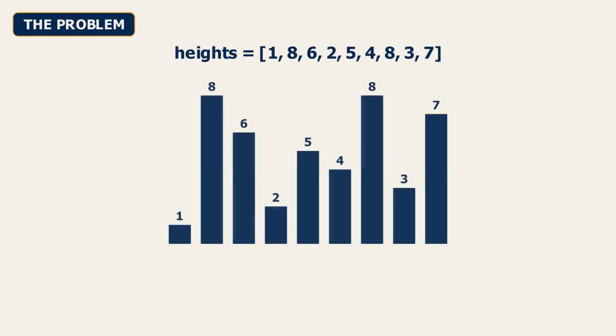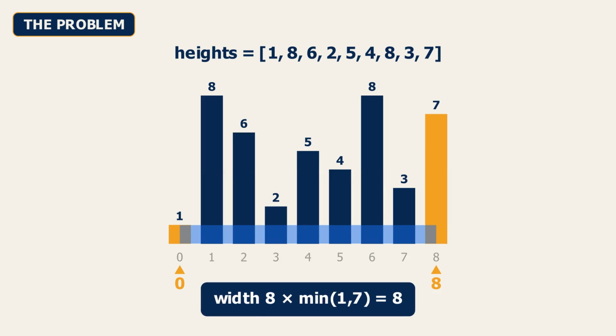Let's make it concrete. Each number is the height of a wall and its position is where it stands. Pick walls 0 and 8, they're the farthest apart, width 8. But wall 0 is only height 1, so the water is just a thin sliver. 8 times 1 is 8. Being far apart isn't enough. A short wall wastes all that width.